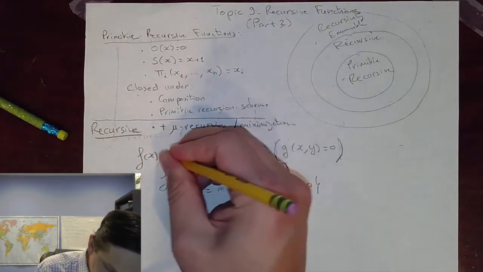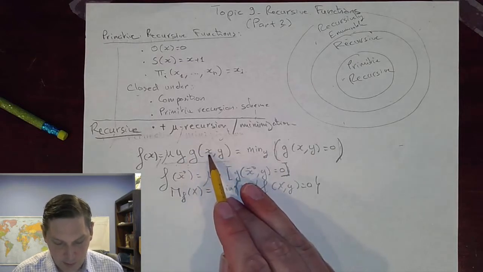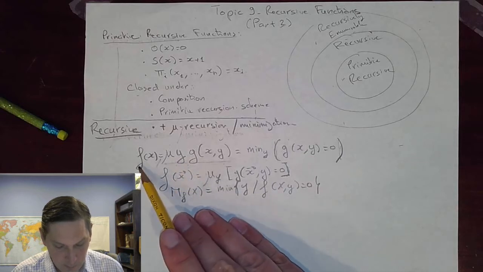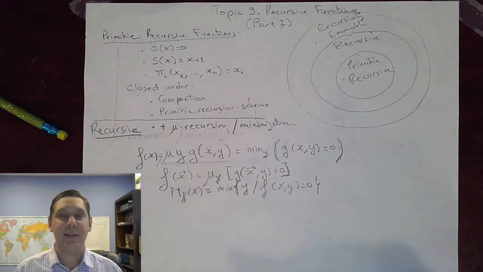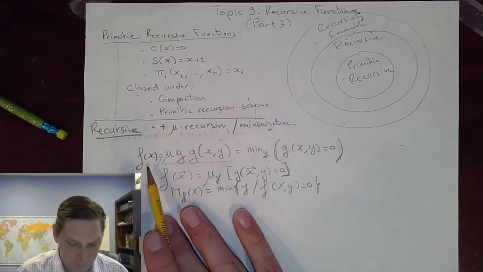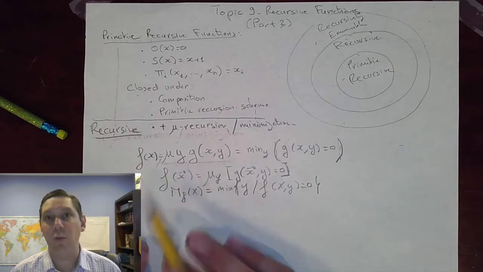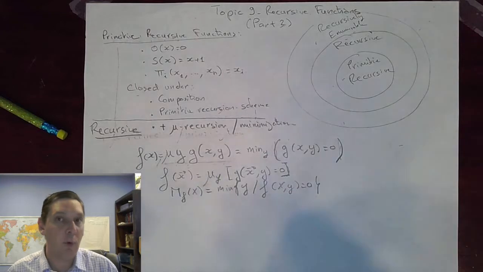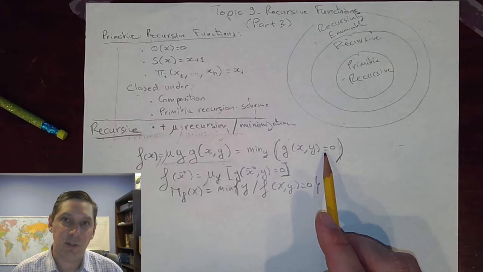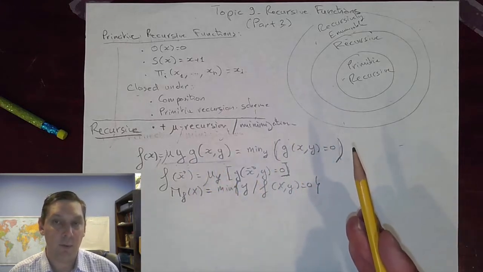That is defined such that f of x equals mu y g of x, y is a recursive function. So we're adding this to the list of recursive functions. All we're saying is that f of x is going to be equal to the first value y, the smallest value y, the minimum value y, that satisfies this condition, such that g of x, y is equal to 0, right?